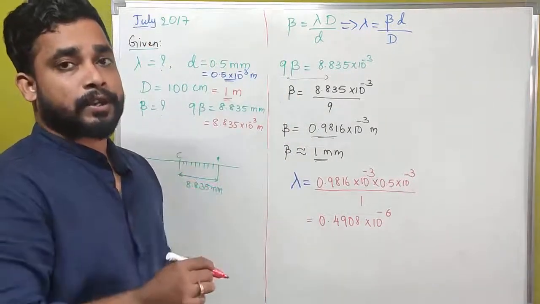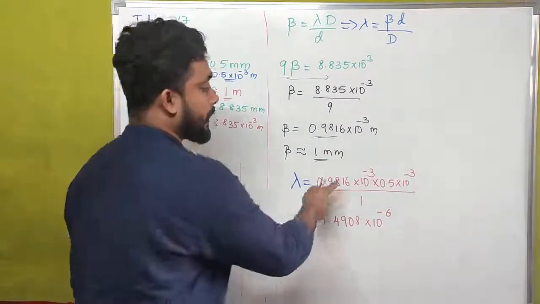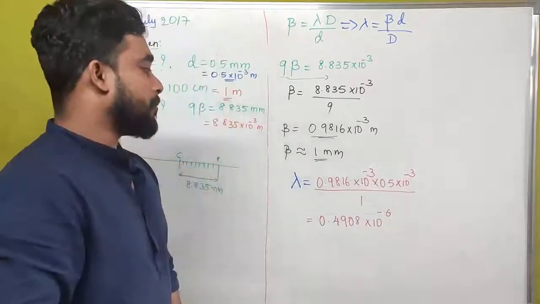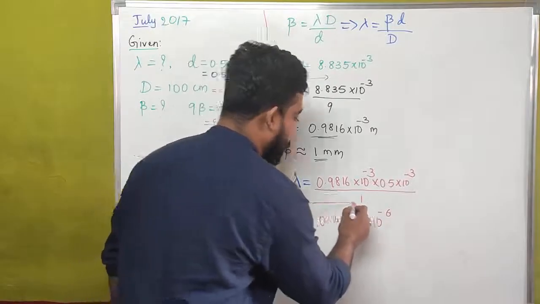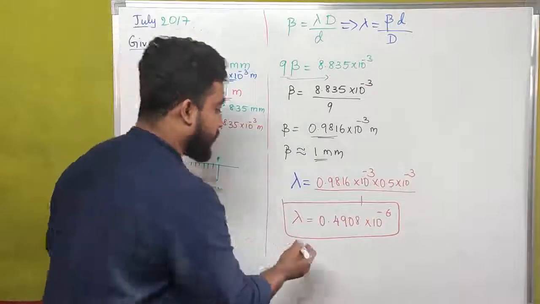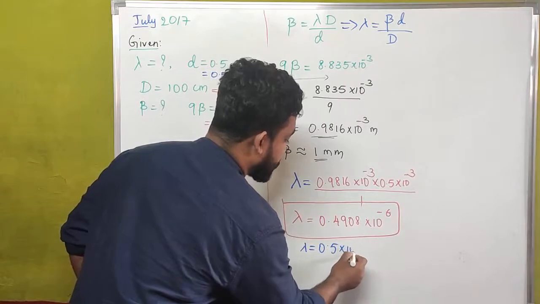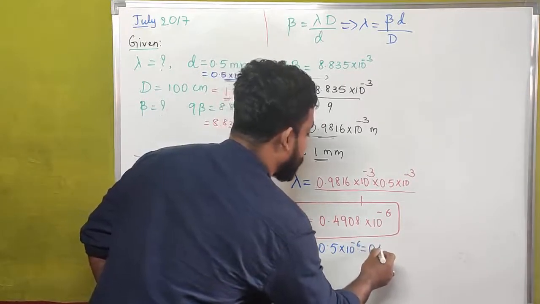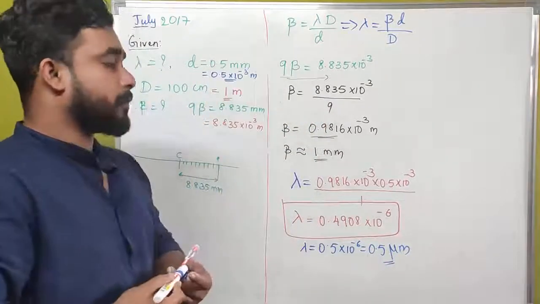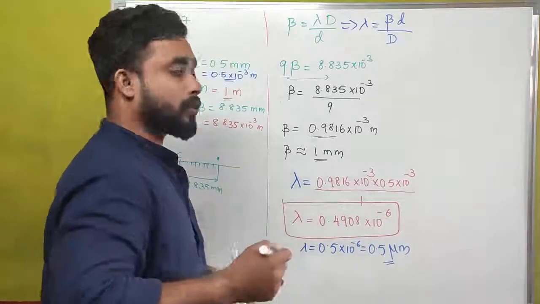In case of powers, if the bases are same, the powers will add. Here we have minus 3 and minus 3, which will become minus 6. Actually, this is the wavelength of the wave. Or we can write this approximately as lambda is equal to 0.5 into 10 to the power of minus 6, or 0.5 micrometer. In terms of micro, it is of the order 10 to the power of minus 6.